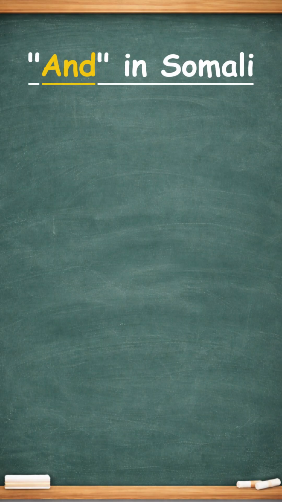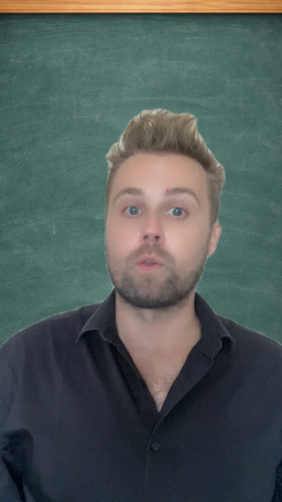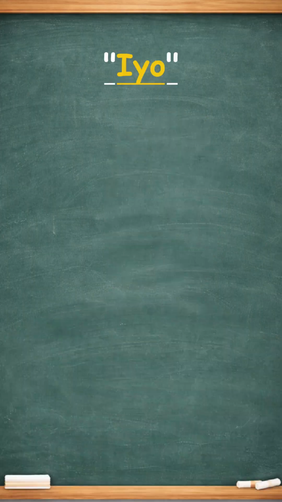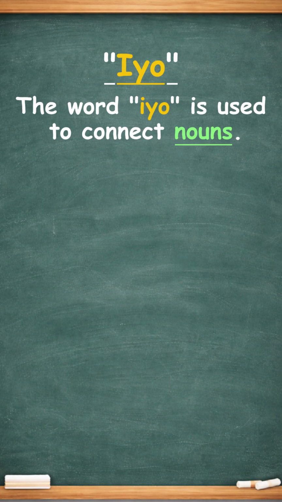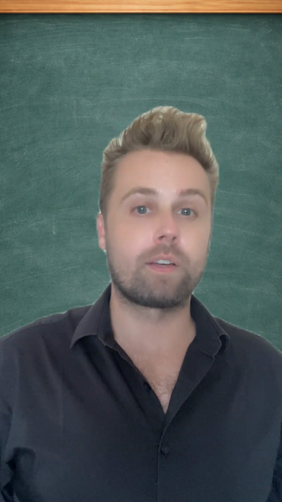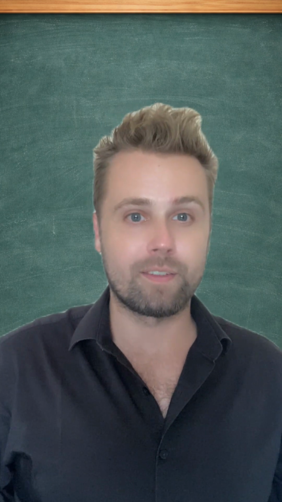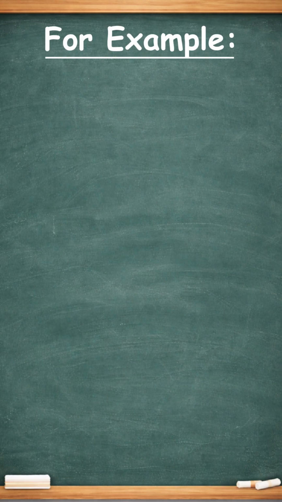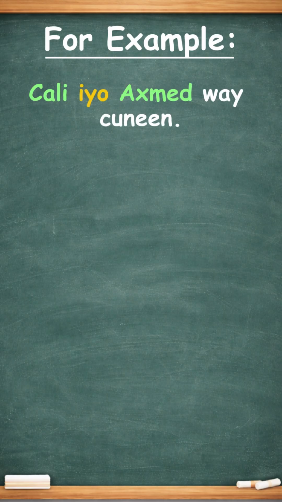First, we have the word iyo. When you want to join nouns, you must use iyo. This is the standard way to say and for objects, people, or places. For example, Ali iyo Ahmed wait unen. Ali and Ahmed ate.